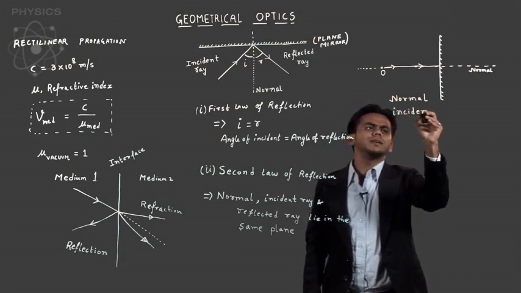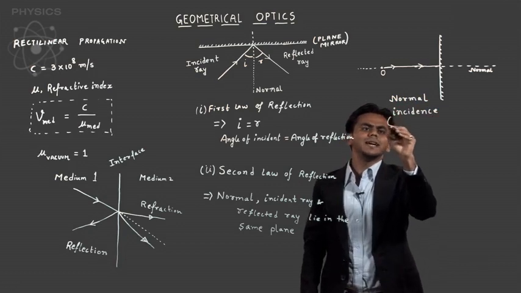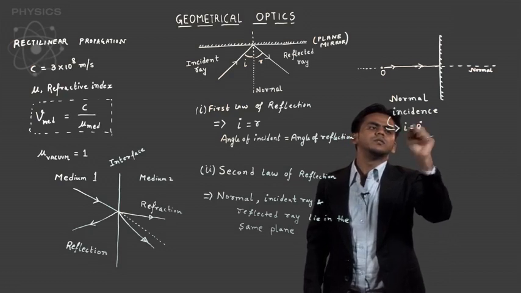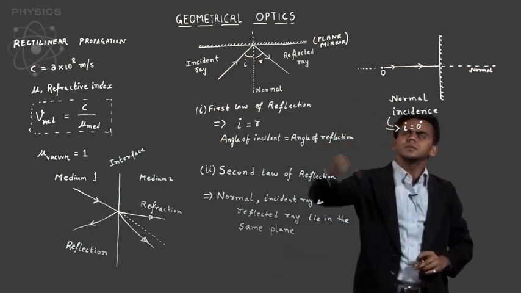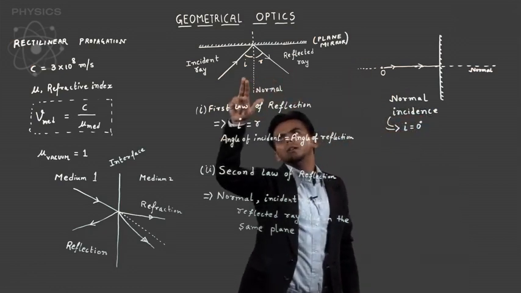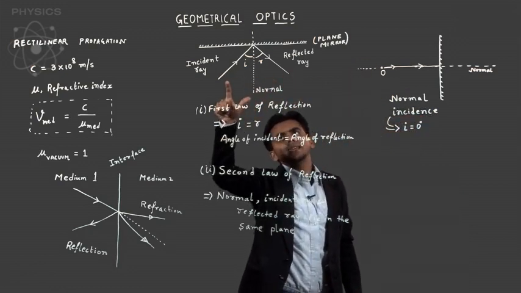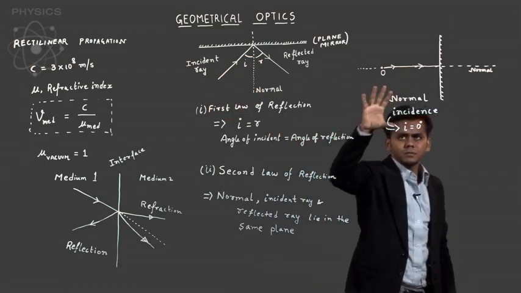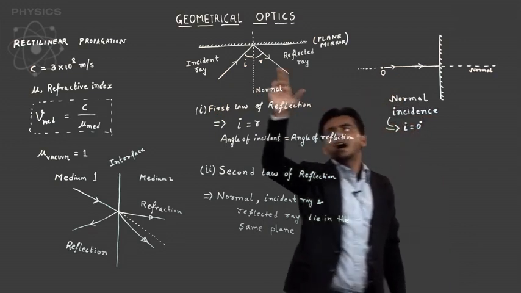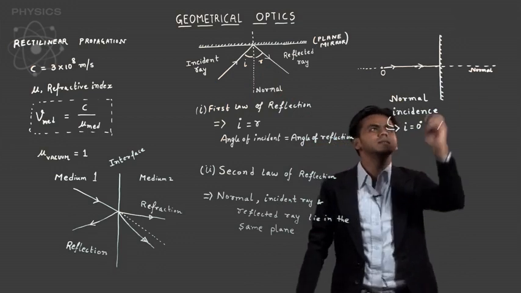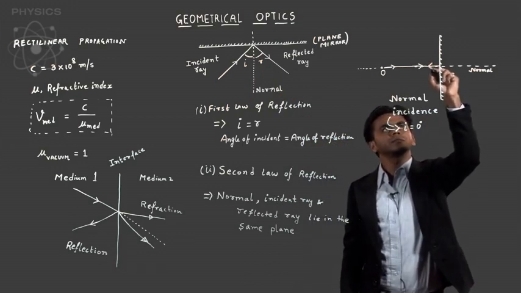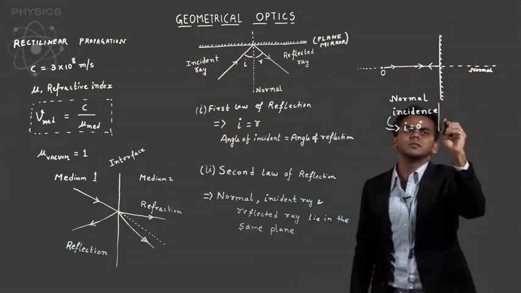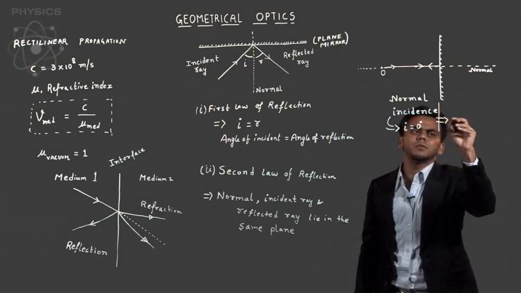And whenever I have a normal incidence, this implies I is equal to 0 degree or radian. Why? Because the angle with the normal which the incident ray makes is your I, and here that angle is 0. So if your I is 0, your R has to be 0 also, which means that my reflected ray would be just retracing that path. So for normal incidence, it retraces its path.